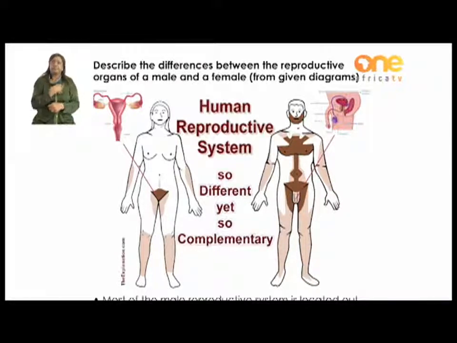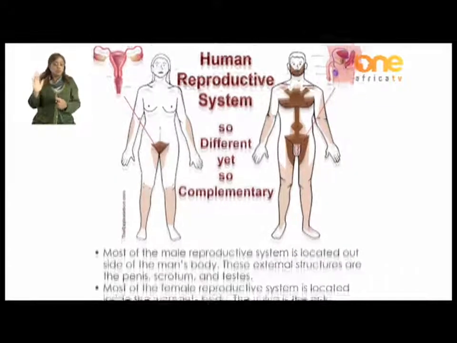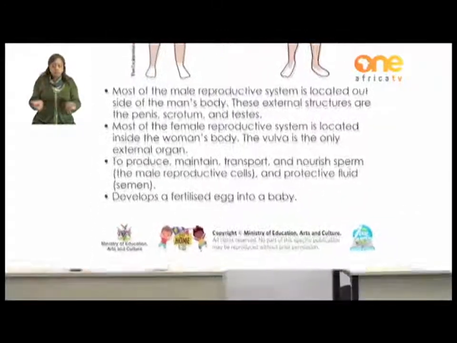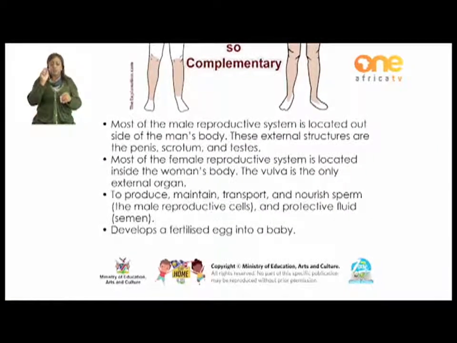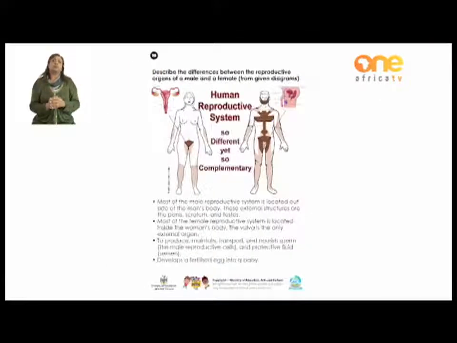Now, if you want to state a difference between the reproductive organs of a male and female from a given diagram, then we have to look at the organs that these body systems house. And for most of the male reproductive system, you will find that it is located outside of the man's body. And these external structures are the penis, the scrotum, and the testes.